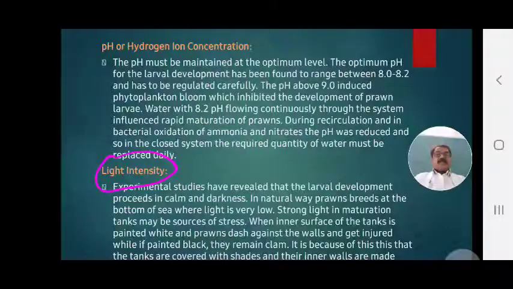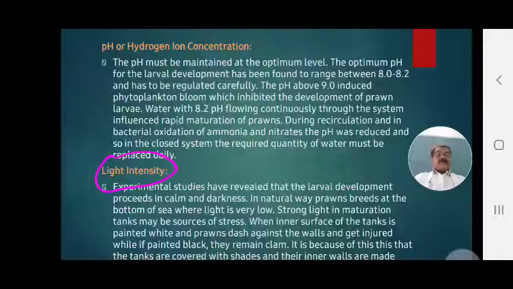Strong light in maturation tanks may be a source of stress. When strong light appears in the water, the larvae and prawns can be stressed and frightened, and it can affect their development and growth.